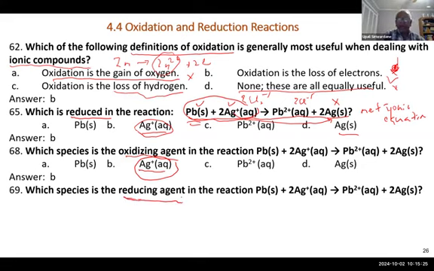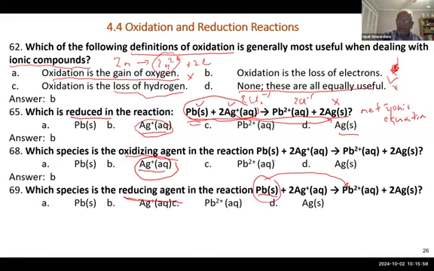Which is the reducing agent? Now, the reducing agent is the one that got oxidized. The one that got oxidized in the same question, same reaction, is lead. The lead got converted to lead 2 plus. Electrons are lost from the lead. Therefore, lead is the correct answer. You pick up the reactants.